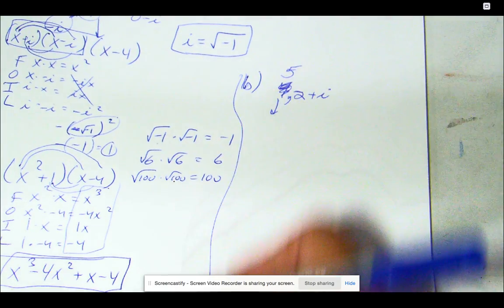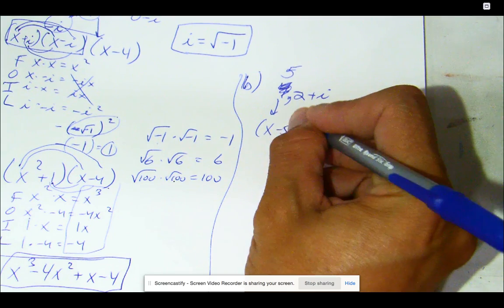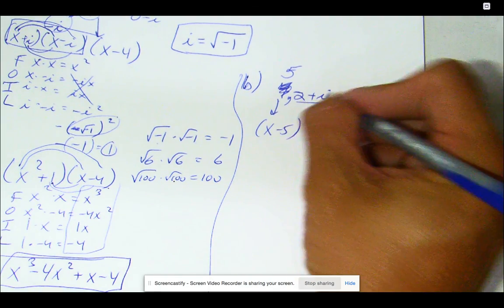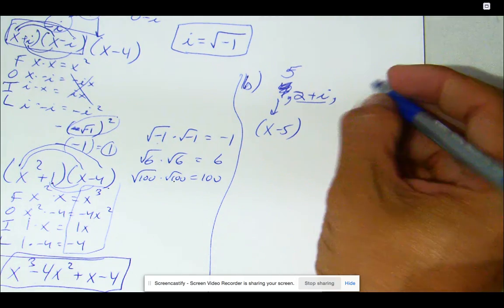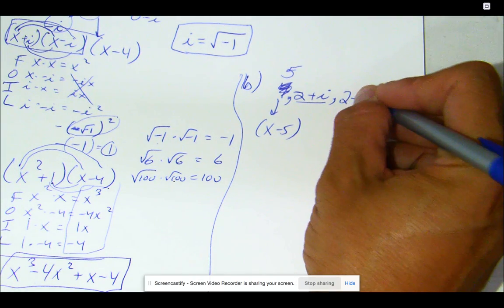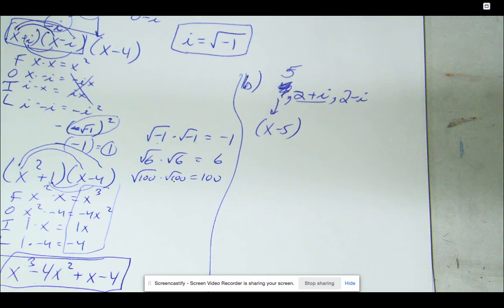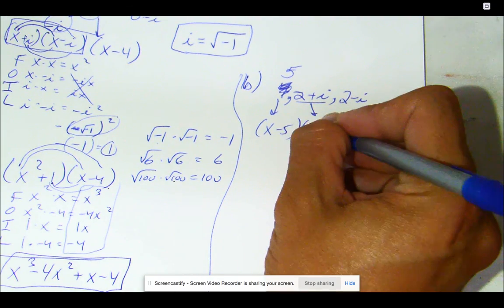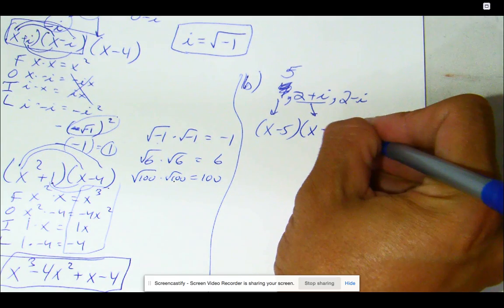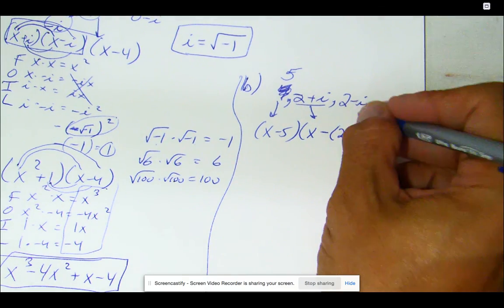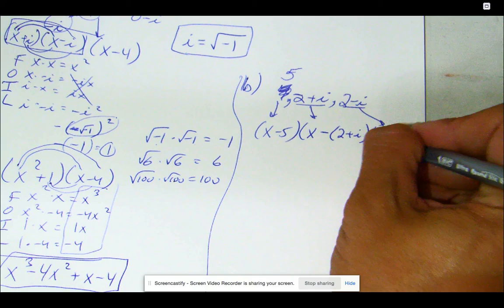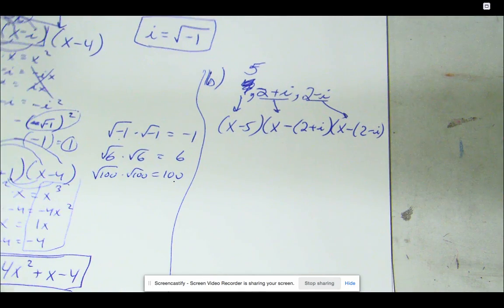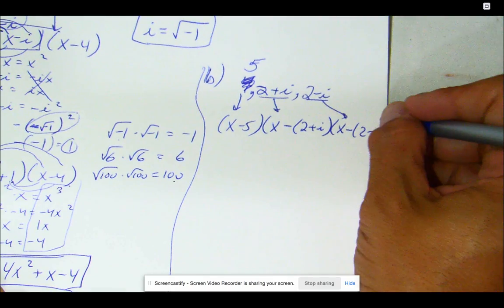Okay, so let's say this is x minus 5. And if 2 plus i is one of the answers, its conjugate also is, which is 2 minus i. So when I write this one out, it's x minus (2 plus i). And when I write this one out, it's also x minus (2 minus i). Okay, and let me put another parentheses on that.